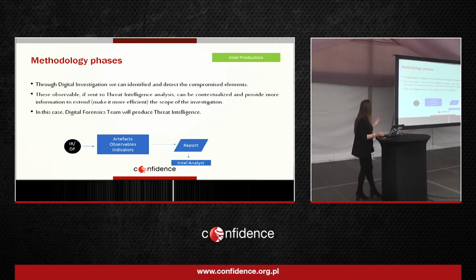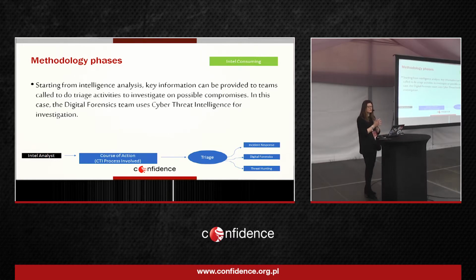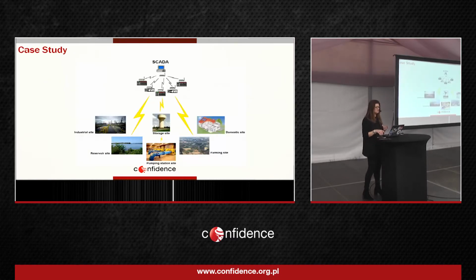In this case, with this kind of methodology, the digital forensics team produces threat intelligence. So this is the new part of investigation and the new methodology, because nowadays we have these two teams that are totally separated. Now the digital forensics team is going to produce the threat intelligence part. For example, the intelligence analysis, we have the CTI process involved, the triage, and then the incident response, forensics and threat hunting. The digital forensics team produces intelligence information, but also uses cyber threat intelligence for the investigation. This is a real case study that we had and we studied.